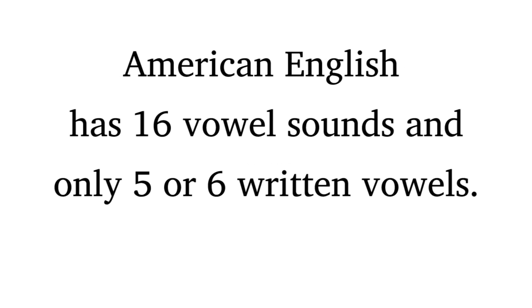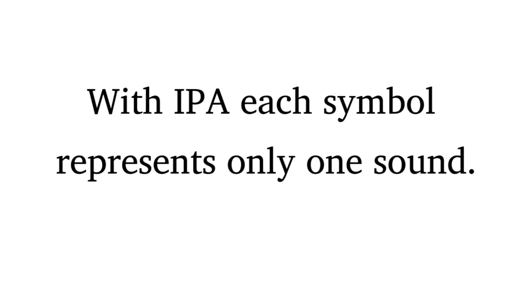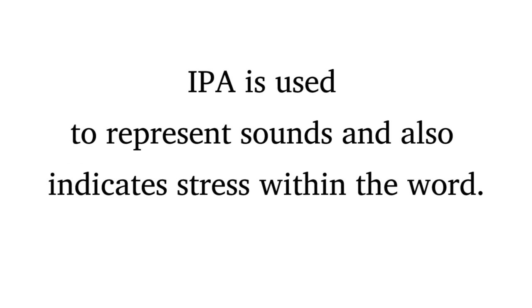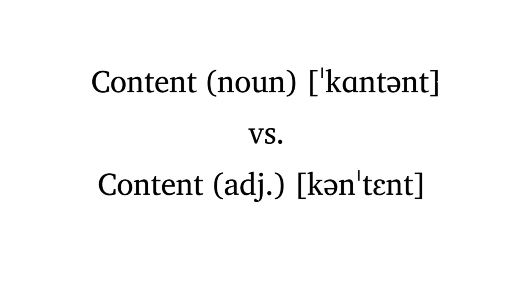In American English, after all, there are 16 vowel sounds and only 5 or 6 vowels to represent these sounds. Therefore, trying to apply a letter to a specific sound is troublesome and can cause some confusion. With IPA, each sound has its own symbol, so there's no need to guess at what sound you're aiming for after you learn the basics. Additionally, an IPA transcription will show the stress in a word. For example, the noun content has the stress placed on the first syllable, where the adjective content has the stress placed on the second syllable.